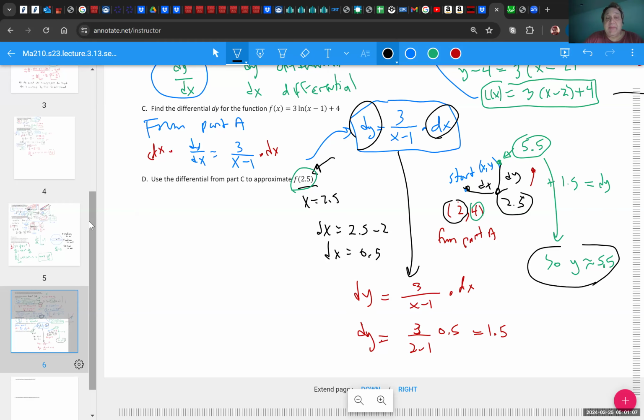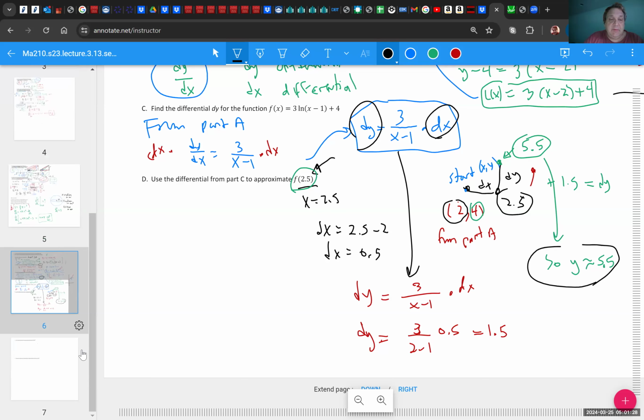I'm going to do one more problem, but that's kind of the idea of this section 3.10: understand how to create a local linearization, how to create a differential, and then how to use one of those, or both of them, in fact, to evaluate or to find an approximation for the value of a function at a nearby x value.